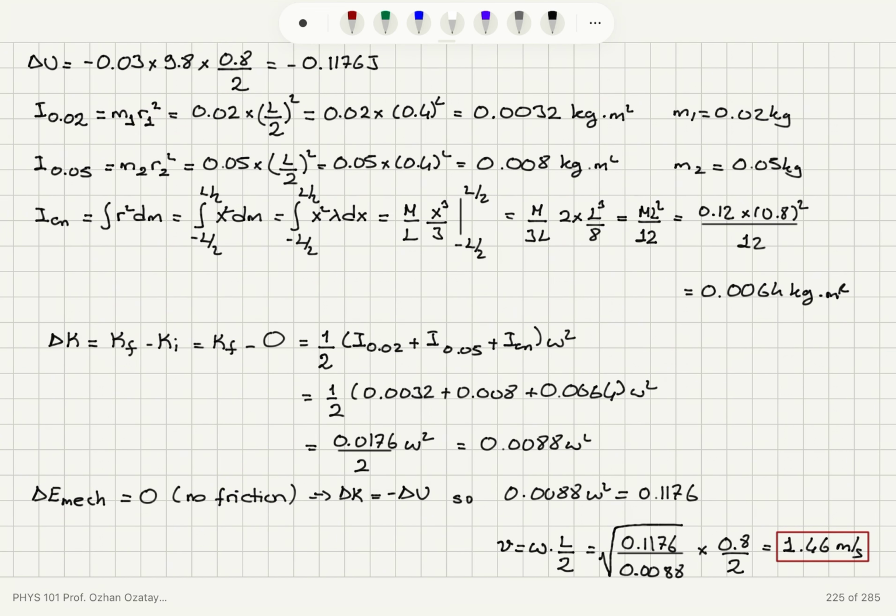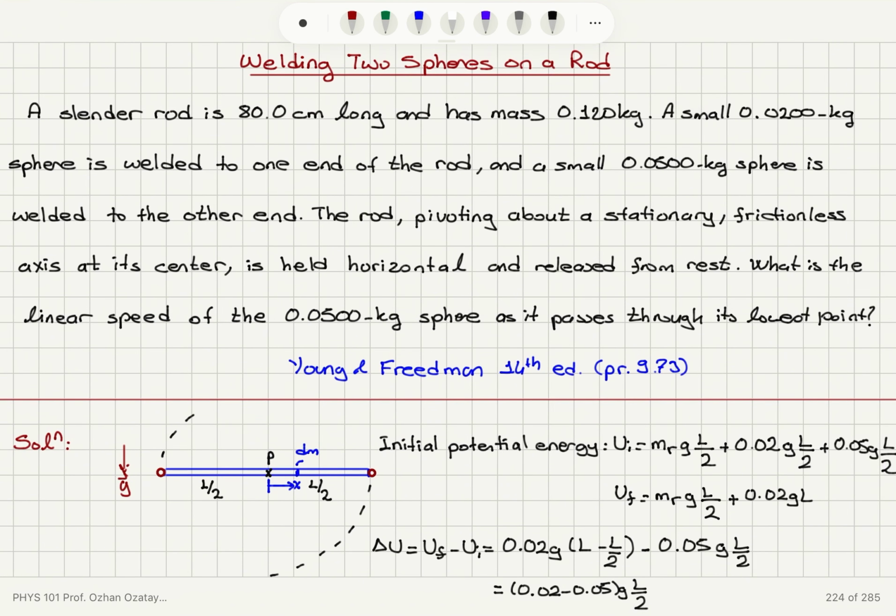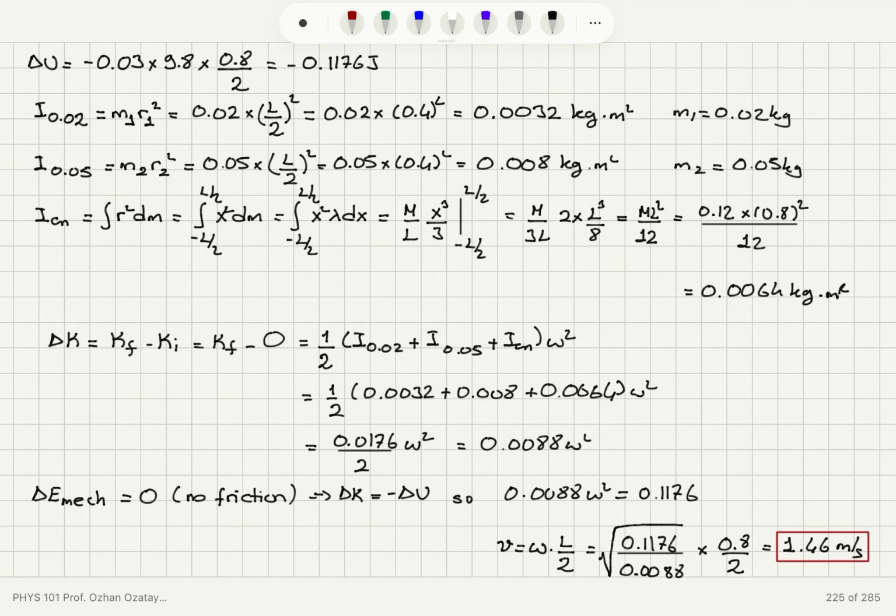For each of these spheres, which are very small, it's mentioned that they're small, I can use basically the discrete moment of inertia formula, the sum over i of m_i r_i squared. For m1 it's m1 r1 squared, for m2 it's m2 r2 squared. They are at the same distance with respect to the rotation axis, capital L over 2.